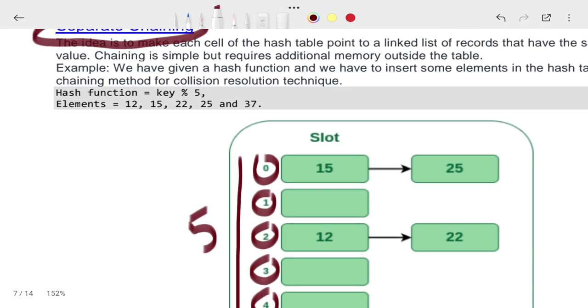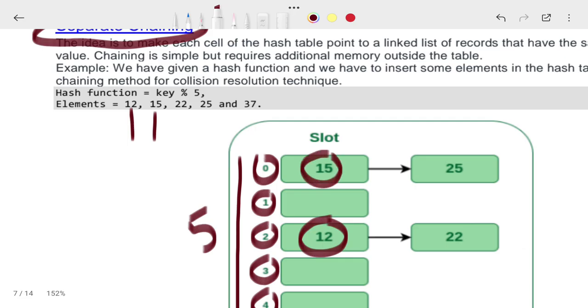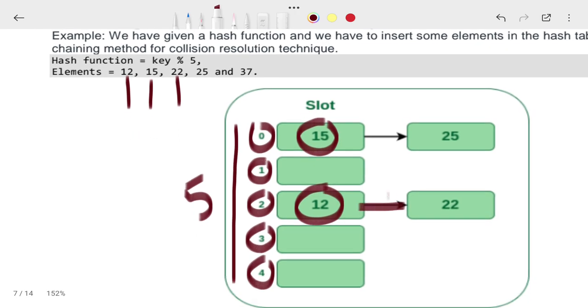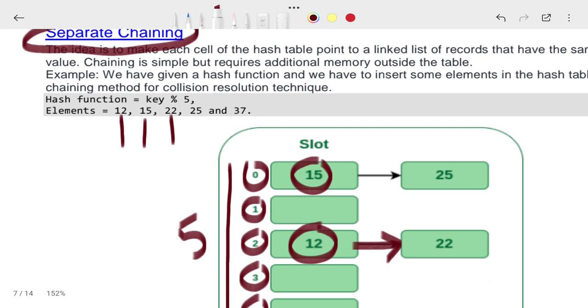Now in this hash table, I divide 12 by 5. 5 2s are 10, remainder 2, so at index 2 I will place 12. Done. Now 15: 5 3s are 15, remainder 0, at index 0 I will place 15. Done. Now 20: 5 4s are 20, remainder 2. Index 2 is not possible, so I will use chaining. Now 25: 5 5s are 25, remainder 0. Index 0 is not possible, so I use chaining.